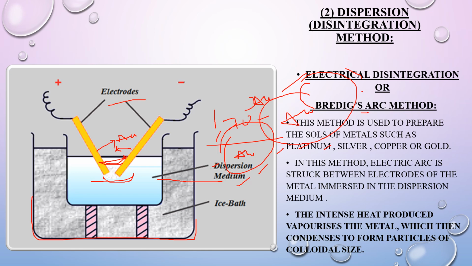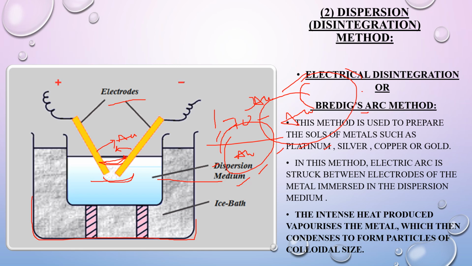So in Bredig's arc method we have to resolve two problems. First, the evaporation of gold, by putting the ice bath, and second, we added electrolyte to avoid the aggregation of the gold molecules, because by aggregation they can form a suspended solution, but we have to form a colloidal solution.